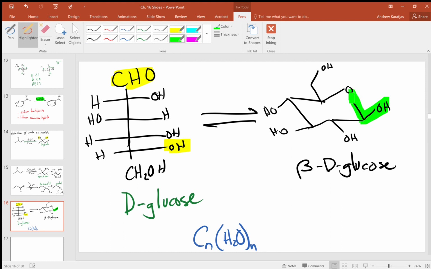We have this carbon, which was the carbonyl, but it now has an OH group. The OH group was the carbonyl, and the other oxygen that's attached, this one here, is the oxygen that was this alcohol. And so this is a transformation that sugars can undergo, and that's what gets us back and forth between these open and closed forms.